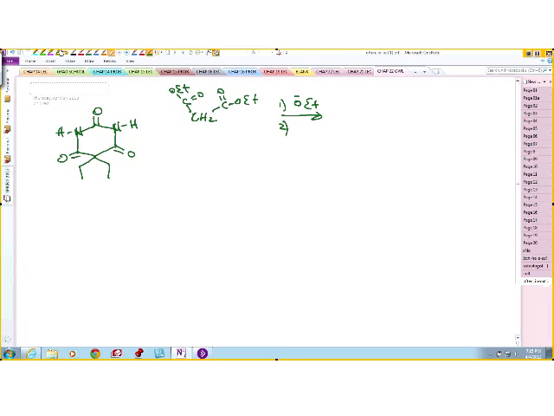Okay, what we want to do here: this part of the molecule comes from malonate, and this part comes from urea, which is this here. This is urea.